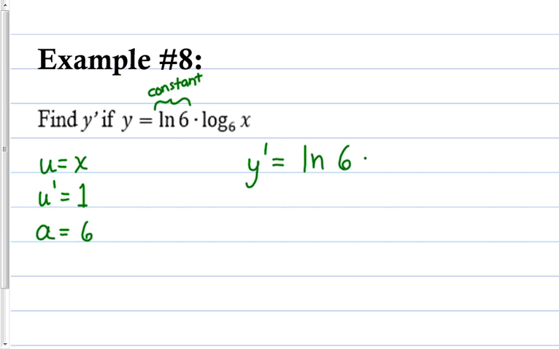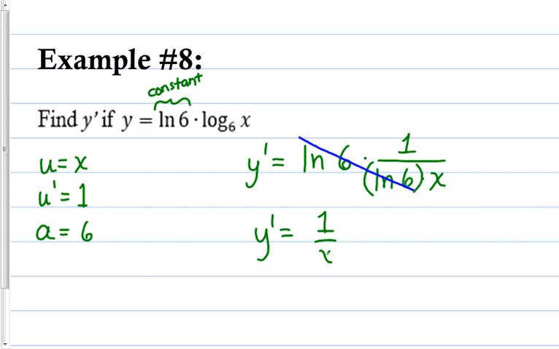It's a multiple, it's being multiplied. And then the derivative of the log part is u prime over u times the natural log of a. In this case, a is also 6, times x, or u. But in this case, u is just x. And remember, with the natural log, you're not multiplying the 6 with the x. Looking at this, hopefully you notice I have a natural log of 6 on top and a natural log of 6 on the bottom, so they do cancel out. And my simplified derivative is just 1 over x.